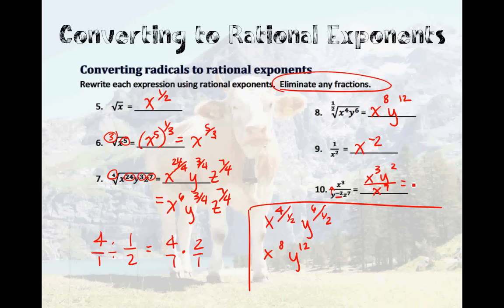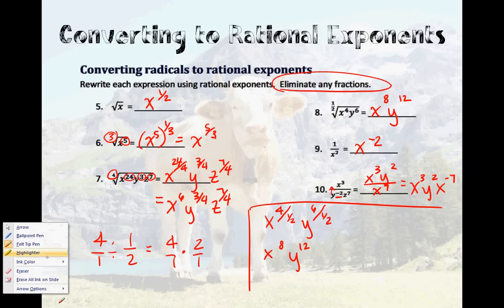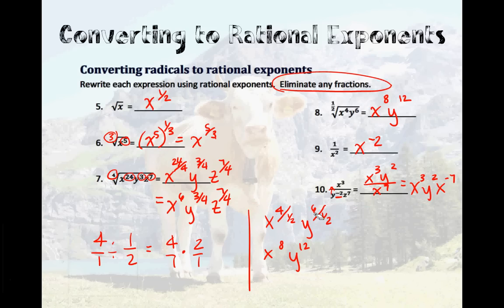So we're going to now write this as x cubed y squared x to the negative 7th. And then you can even take it a step further and say that these two x's kind of combine. So you end up with x to the negative 4th y squared, and that would be your answer. Okay?